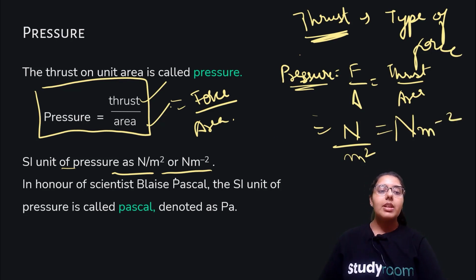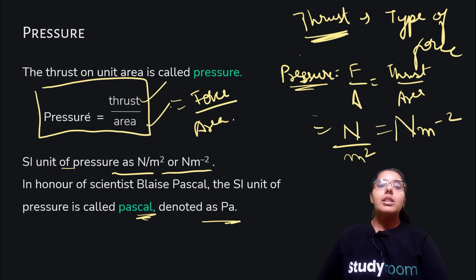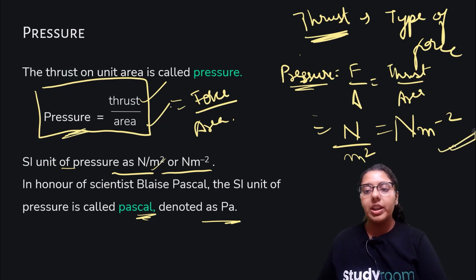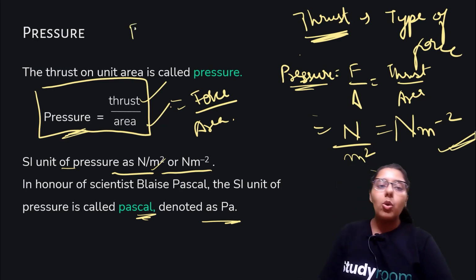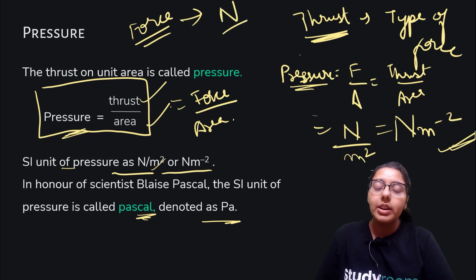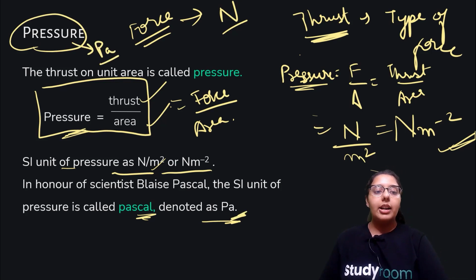Isn't that easy? So in honor of the scientist Blaise Pascal, the SI unit of pressure is called Pascal, denoted by Pa. So basically, 1 unit of pressure is Newton per meter square, which we derived. Just like for force, since our Newton sir gave it, we said that its SI unit is Newton, N, right? Just like that, for pressure, our SI unit is Pascal, Pa, denoted in honor of the scientist Blaise Pascal.